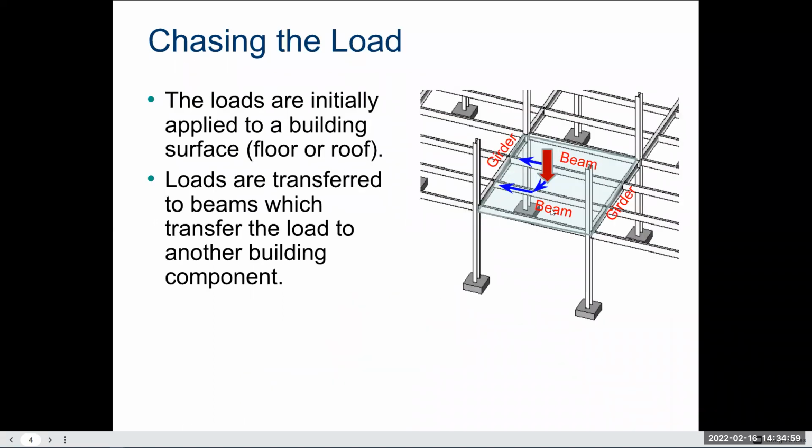Last class, we looked at tracing or chasing the load. And so that's kind of following a given load or a force and seeing how it moves through the structure until it reaches the ground or the soil. So in this case, loads are initially applied to the surface of a building, so in this case the floor, or maybe it's a roof. And those loads go from the beams down along here to the girders, down until it hits the columns, into the footing, until it hits the soil.